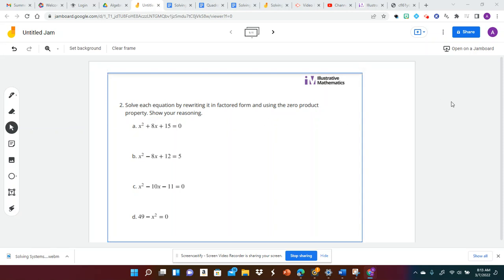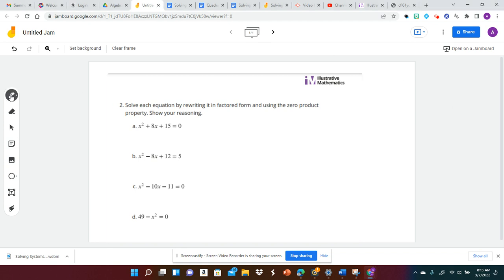All right, so we're going to review solving quadratic equations by factoring. So all of these quadratic equations can be factored, and we just have to find ways to do that. So what we're going to do is look for factors of 15. And those factors of 15 have to sum to 8.